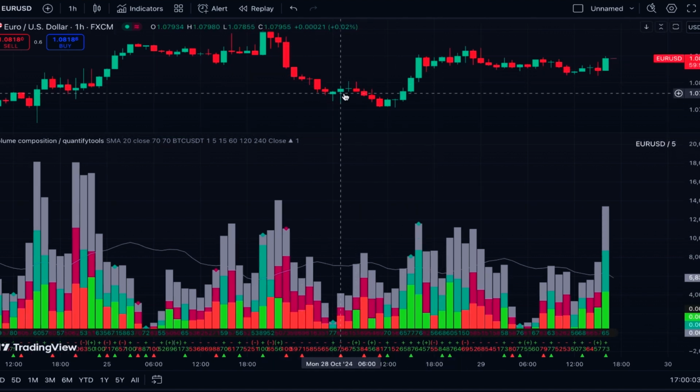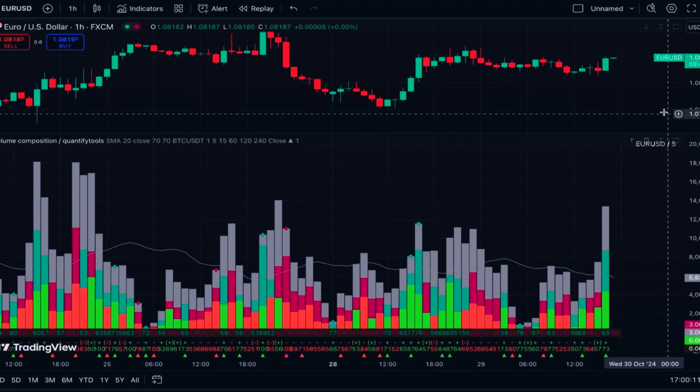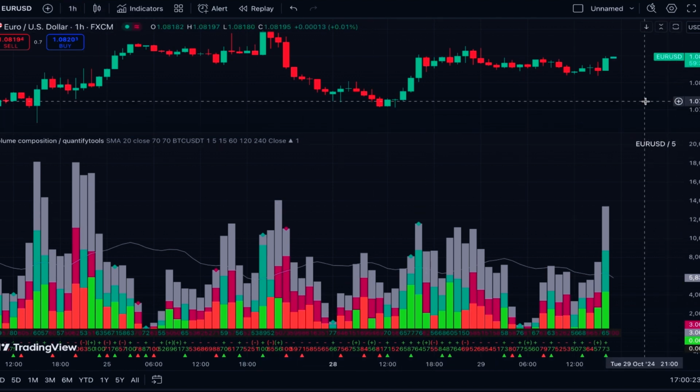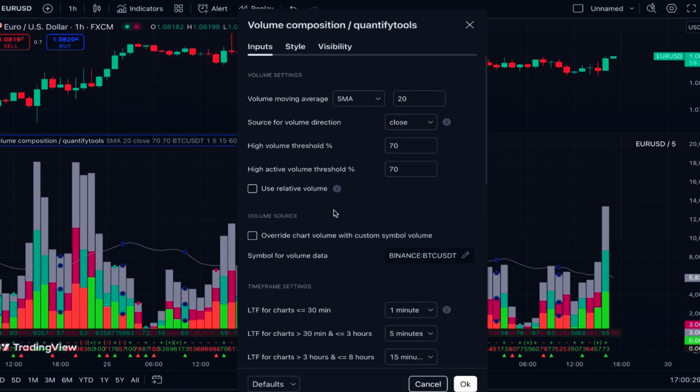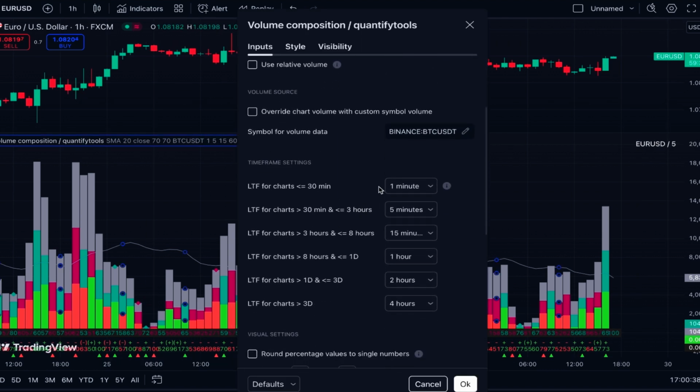This information is calculated with the help of a lower time frame. For example, here on this chart, we are on the 1 hour time frame, and the indicator is using the 5 minutes time frame to calculate active and passive volume. If we go to the settings of the indicator, here in this part, we can see the default lower time frame for each time frame.